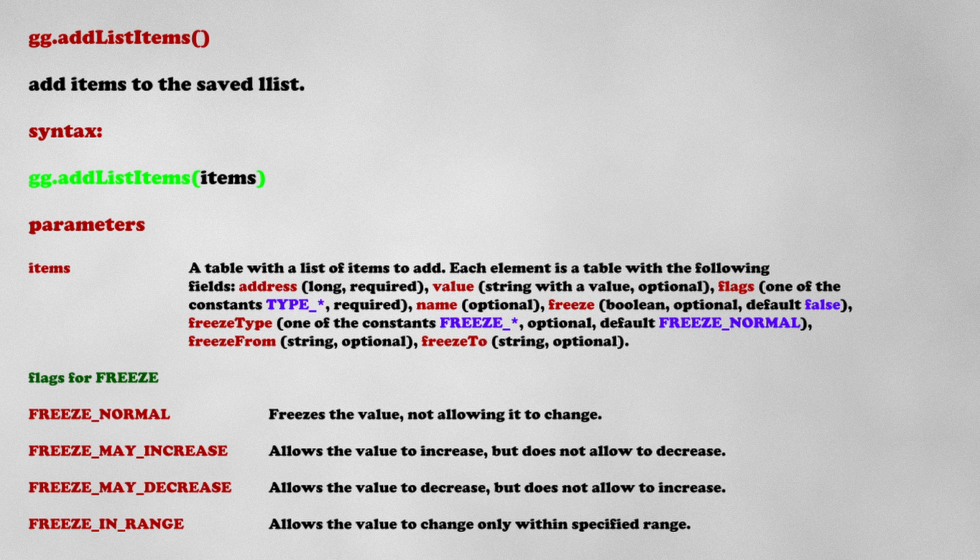Freeze type, one of the constants freeze_**, optional, default freeze_normal. Freeze from, string, optional. Freeze to, string, optional. Flags for freeze. Freeze_normal freezes the value, not allowing it to change. Freeze_may_increase allows the value to increase but does not allow it to decrease. Freeze_may_decrease allows the value to decrease but does not allow it to increase. Freeze_in_range allows the value to change only within a specified range.